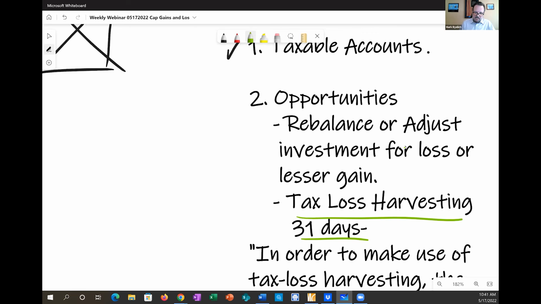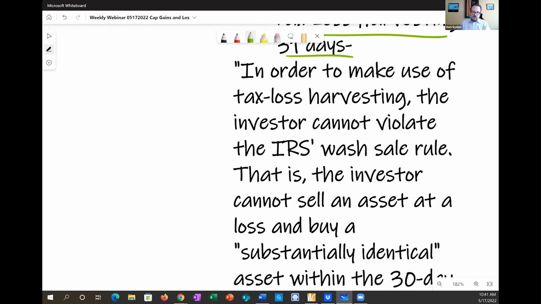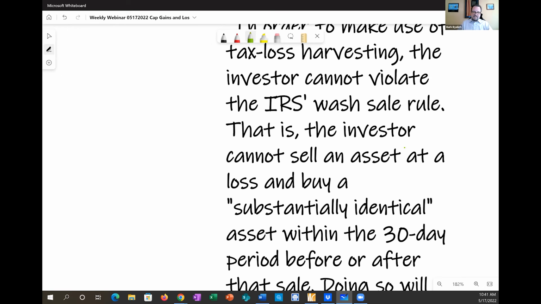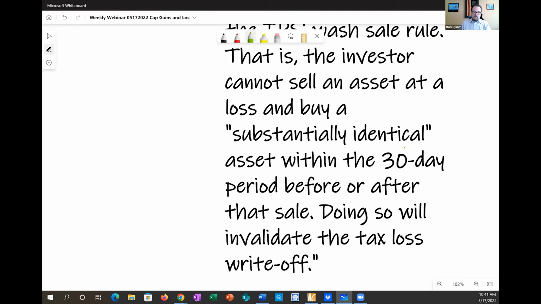Tax loss harvesting: you have to liquidate the position, and then you cannot rebuy. Let me just read the definition here to you. In order to make use of tax loss harvesting, the investor cannot violate the IRS's wash sale rule. That is, the investor cannot sell an asset at a loss and buy a substantially identical asset within the 30-day period before or after the sale. Doing so will invalidate the tax loss rule. So I couldn't sell ABC stock and then buy a derivative of that ABC stock within that 30 days and try to cheat the deal, for example.